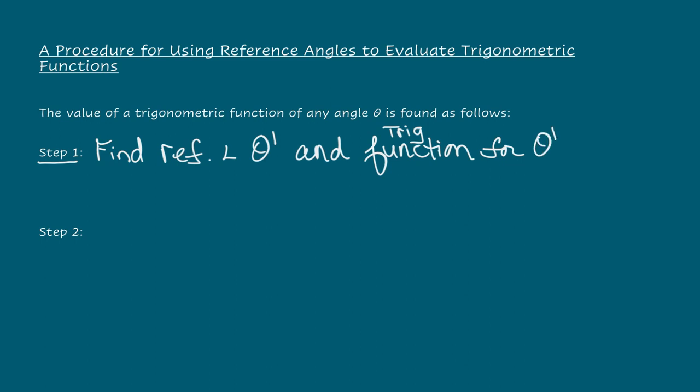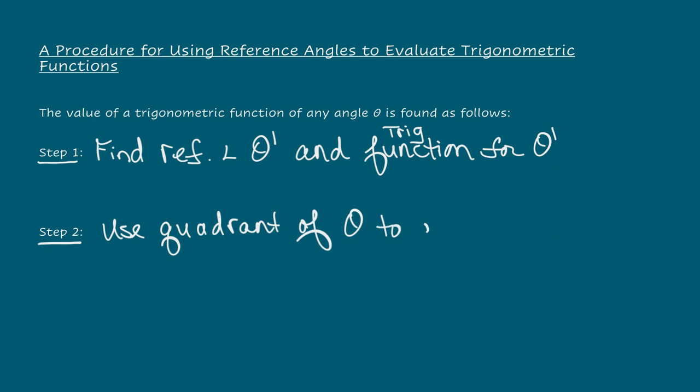All right, so after you've done that, then we're going to go to step 2, and we're going to use the quadrant that your value lies in. So use the quadrant of your original theta, the one you're given in your original problem, the one that you're trying to find the value for, and use that quadrant and determine the sign of your answer, or result.